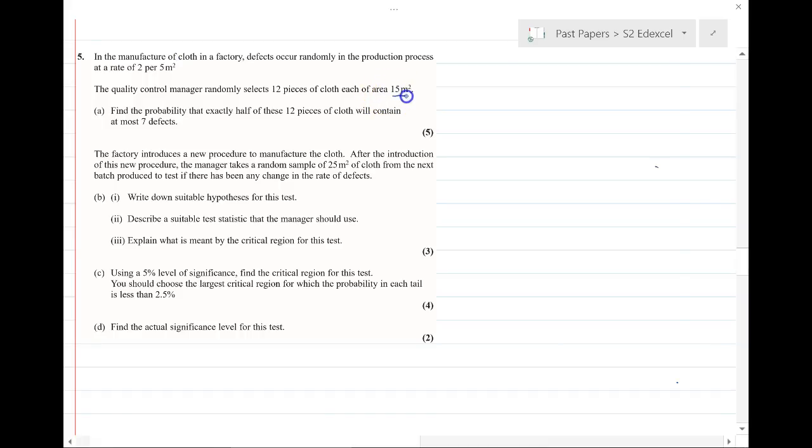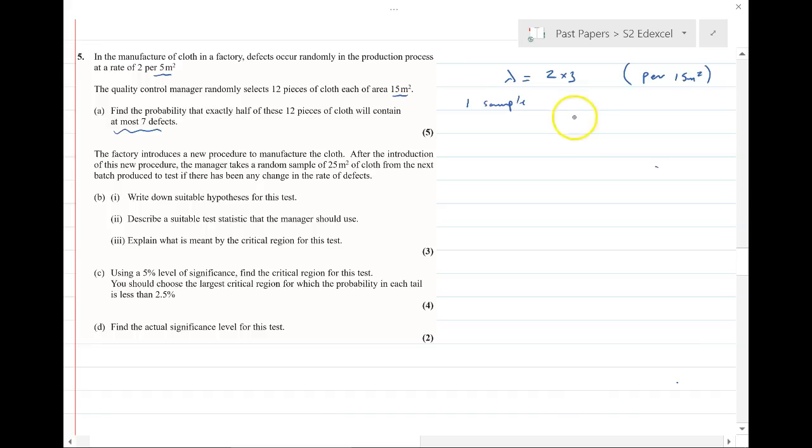So first of all, the rate now is 15 meters squared, and we know that it's 5 meters squared we're given per 2. So the value of lambda is equal to 6, 2 times 3. So that's per 15 meters squared. So we want to find the probability that one of them, let's do that first, one sample has at most 7.